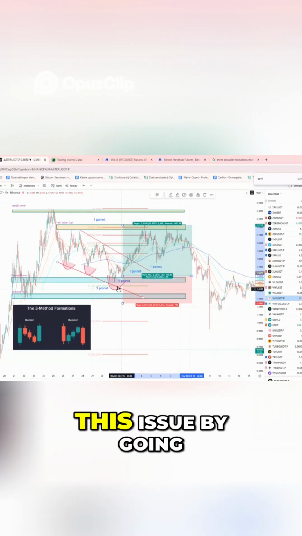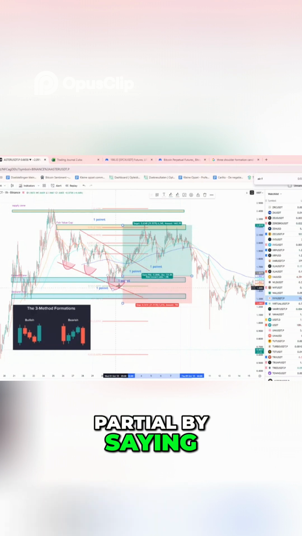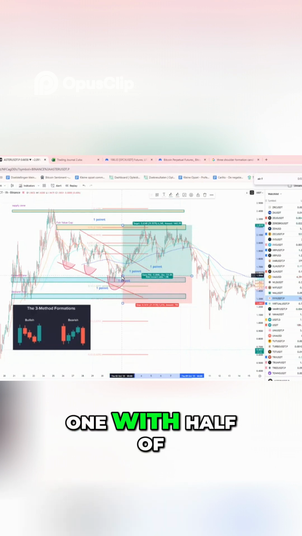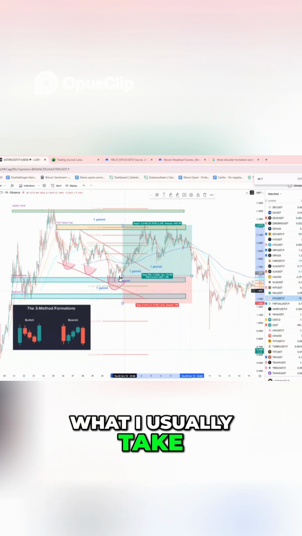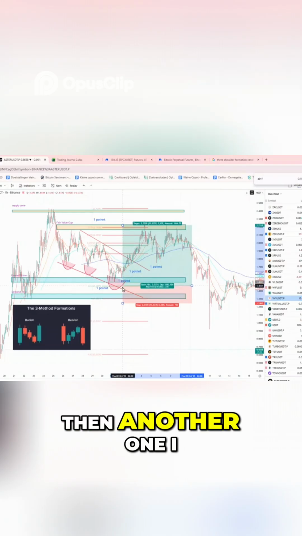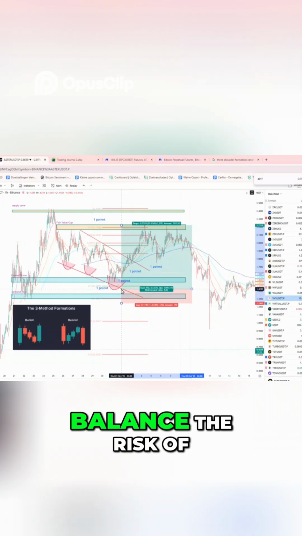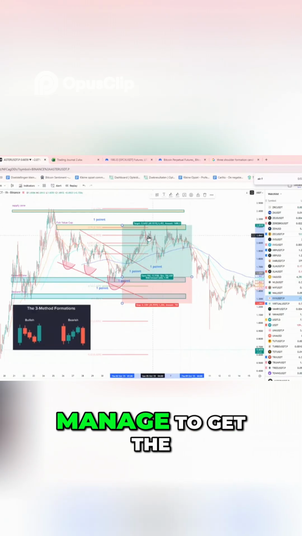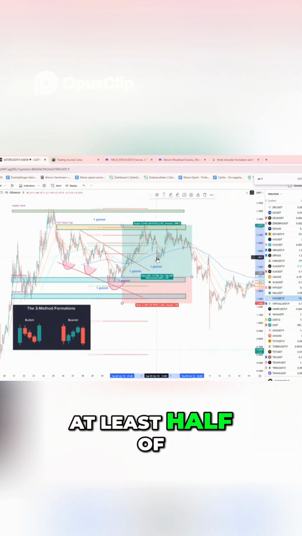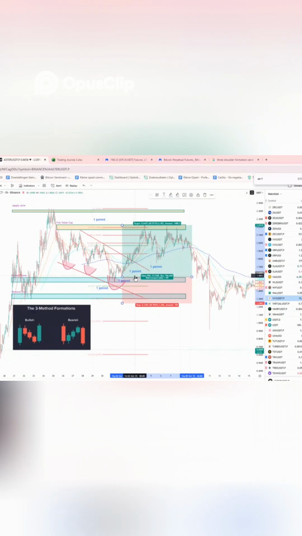I would have solved this issue by going partial, by saying, okay, I take trade 1 with half of what I usually take on this level, and then another one I take here with the other half. This way I could balance the risk of the trade and still manage to get at least half of the original profits.